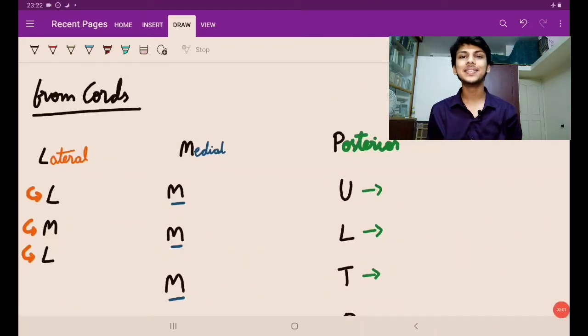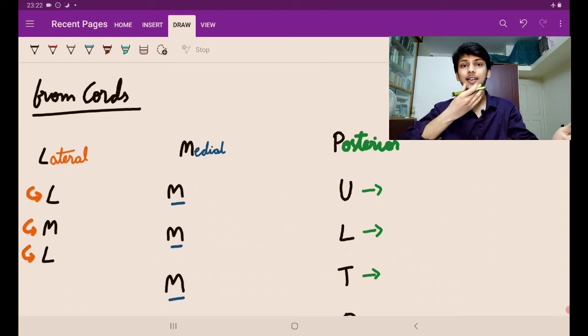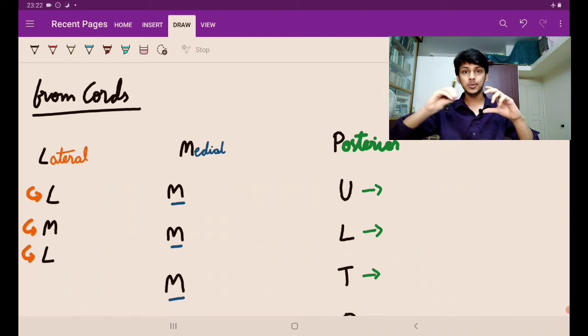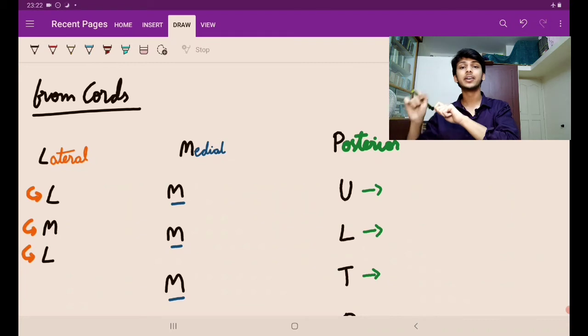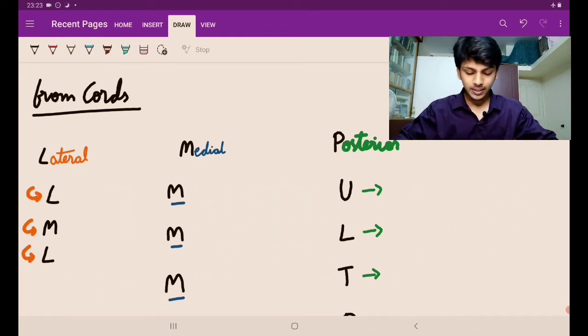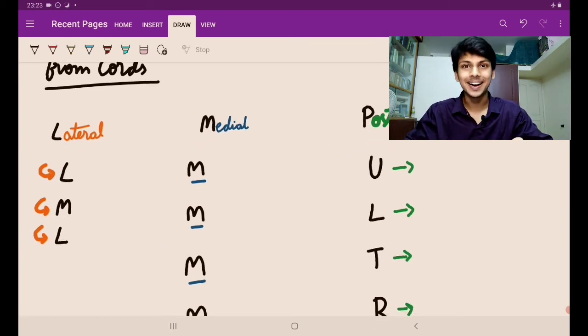Okay guys, now we'll be studying the branches from the cords of brachial plexus. What do we mean by cords? We saw that there were roots, then there was trunk, and the trunk divided into anterior and posterior divisions, and different divisions joined to form the cords of brachial plexus. We'll be studying that in detail when we enter the arm.